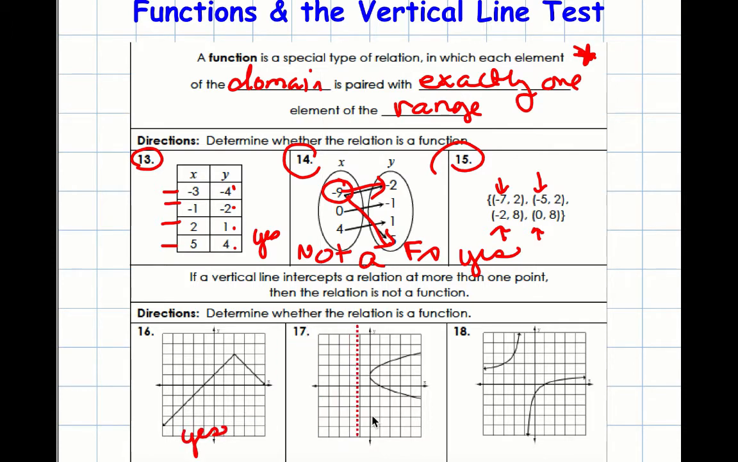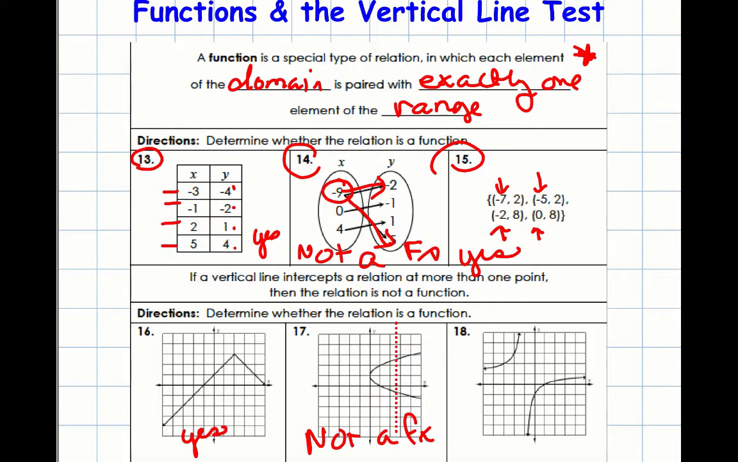Second one though, we're okay right here when we're at the vertex, but as soon as we go to the right, I see that the graph is intersecting my vertical line twice. So for any violation of it hitting twice, we have to say it's not a function.